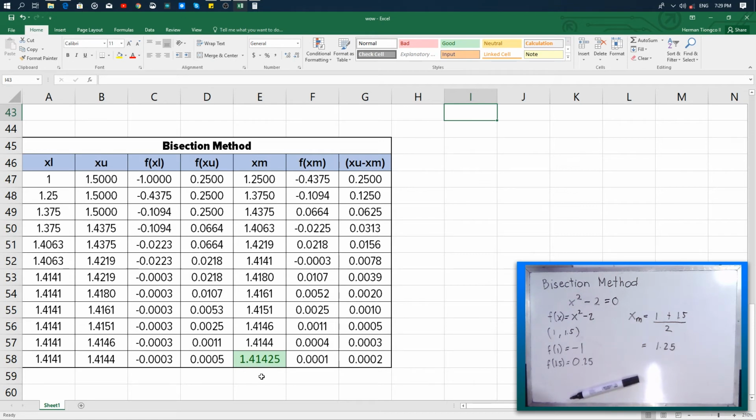We know that the first 4 decimal places of the square root of 2 is 4142. So 1.4142. We have attained that value at our 1, 2, 3, 4, 5, 6, 7, 8, 9, 10, 11, 12th iteration. So the bisection method needs a 12th iteration to arrive at this value with a lower and upper limit of 1 to 1.5. So here it is. This is the answer for the bisection method. And at this point, we have just solved it.